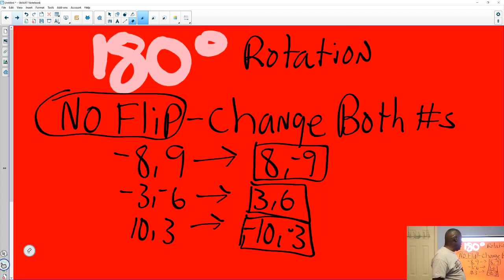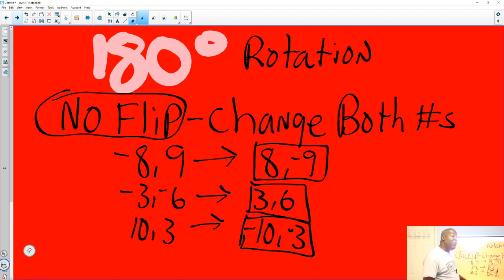180 is kind of simple. Do not flip the numbers on 180. All you have to do is, it's no flip. You just bring the numbers over and you change both numbers. See where I got negative 8 and 9? Now it's 8 and negative 9. You have to change both numbers on 180. There's no flip.